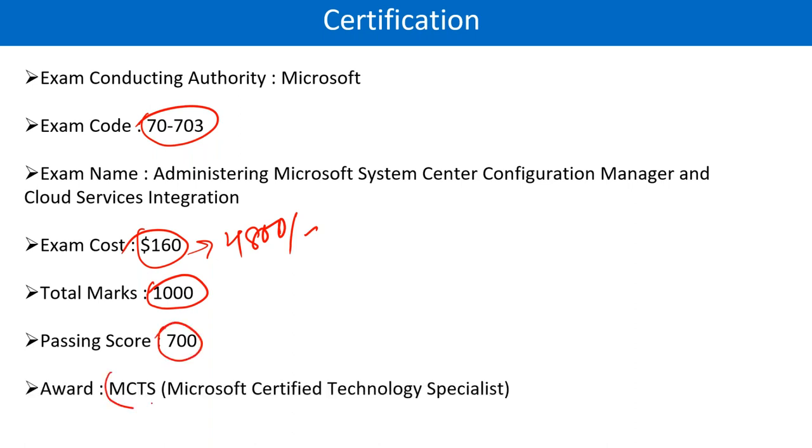After you pass the exam, you get MCTS, Microsoft Certified Technology Specialist. That is the certificate transcript which you will be getting from Microsoft. There is only one paper and that is 70-703. You don't need to take any other prerequisite papers. You just have to take this one and you will be certified.